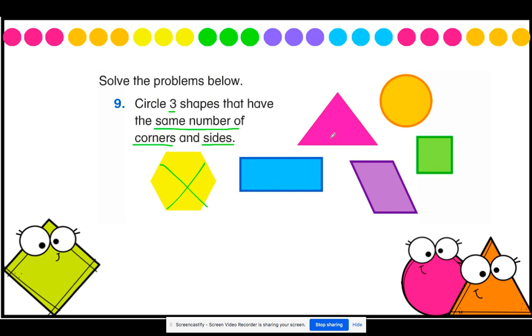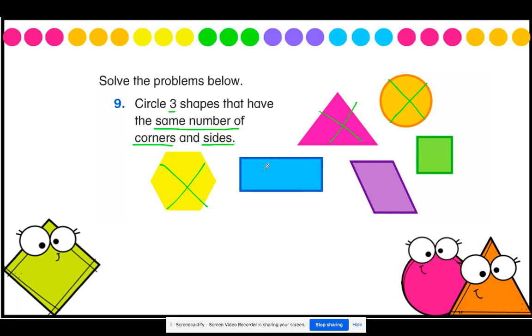Let's jump up to the triangle. We know that a triangle has 3 sides and 3 corners, but do we see any other shapes here that have 3 sides and 3 corners? No, I do not. A circle does not have any sides or any corners. Do I see any other shapes like that here? No, I do not, which leaves us with our last 3 shapes here. Let's see if they all have the same number of corners and sides.